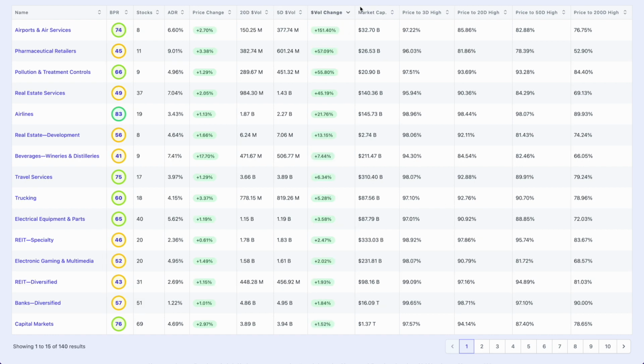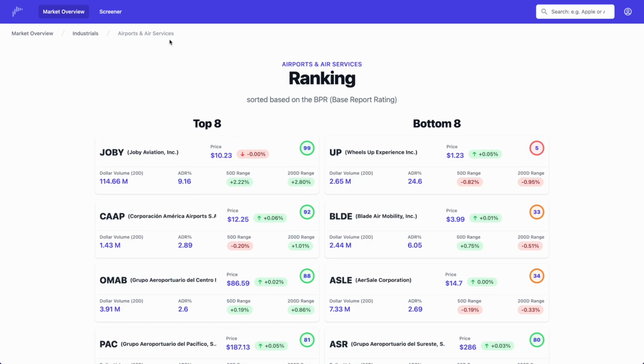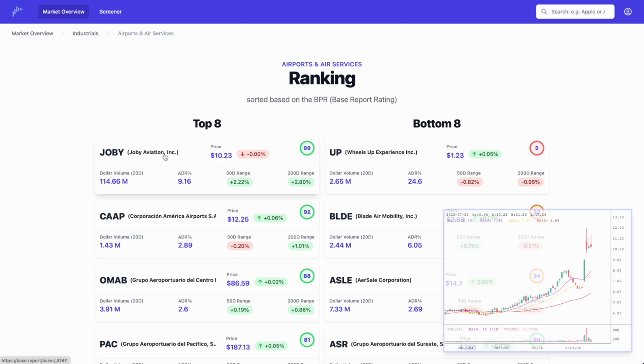Let's sort by the dollar volume change column, which by default sorts in descending order, so we see industries with the highest change at the top. We see that airports and services has an exceptionally high increase in dollar volume change. Diving deeper into this industry by clicking on the industry name, we find that Joby dominates in terms of dollar volume, accounting for a significant portion of the industry's volume.